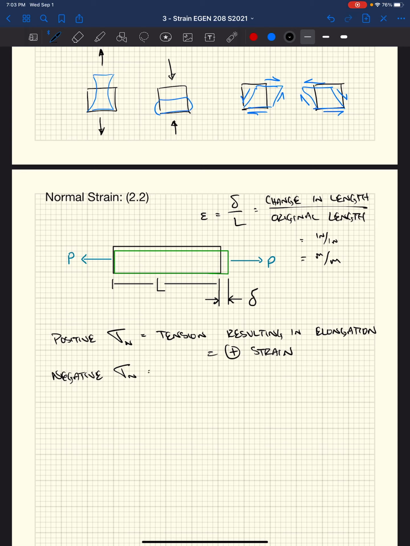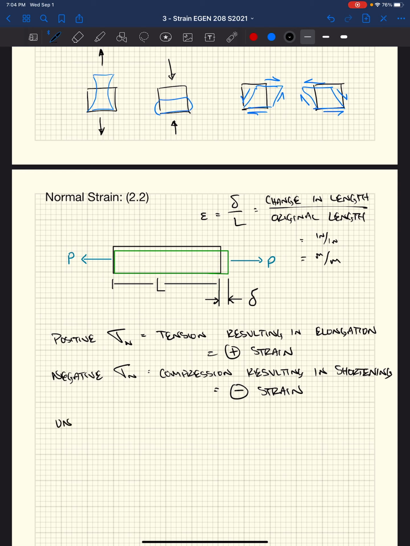Conversely, if we looked at negative sigma n or normal stress, we have compression, resulting in shortening, and this gives us a negative strain.